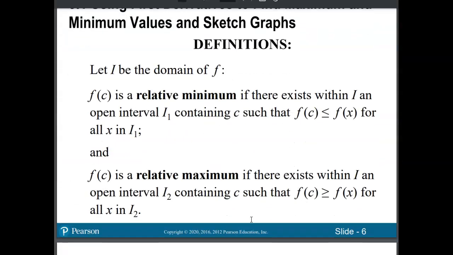All right. Next definition is for what we call relative maximum and relative minimum. So the y value at c, f of c, is a relative minimum if there exists an open interval I containing c such that f of c is less than or equal to f of x for all x in I. So the value at c is smaller than or equal to other function values in a close vicinity. We'll look at a graph here in a minute where it'll make a little bit more sense.